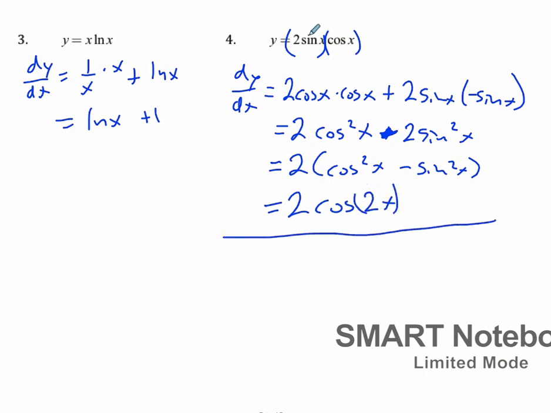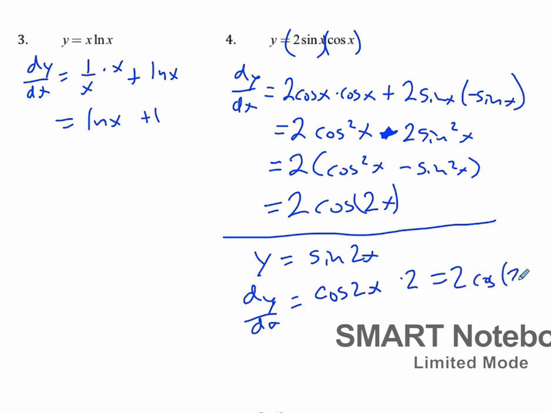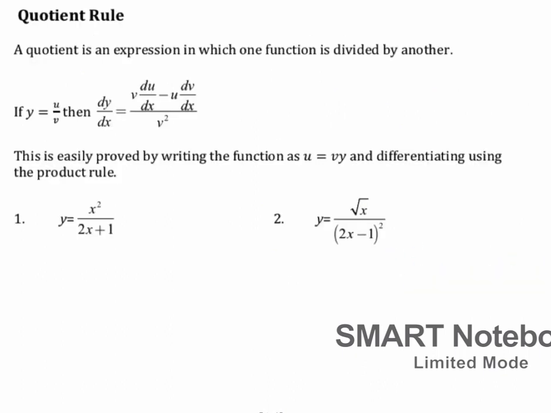Actually, you can do this a different way. Right from the beginning, you can use an identity that's equal to sine 2x, and the derivative of sine 2x is cosine 2x, and then you have to use the chain rule times 2. So this is the same thing. So actually that way is a lot easier in this case.